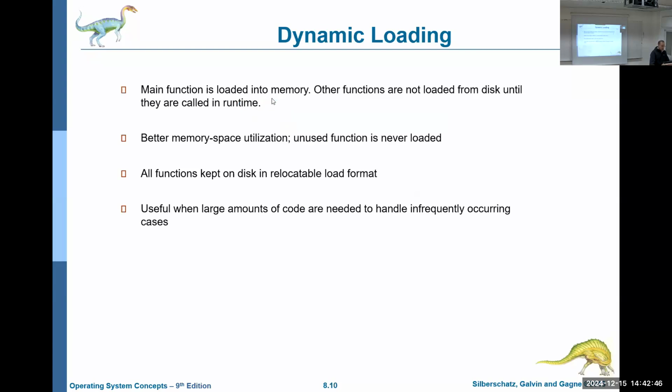Now we're talking about something else, dynamic loading. But the main function is loaded into memory. Other functions are not loaded from disk until they are called at runtime. So this is another idea. We can have functions in our program that we leave on the disk, and we don't load them into memory right away until we need them, because there could be a function we'll never use. So why bother copying it into our memory? Unused functions are never loaded. All functions are kept on disk in a relocatable load format. In some format, the addresses of them are all relative, basically. They're not an absolute address.